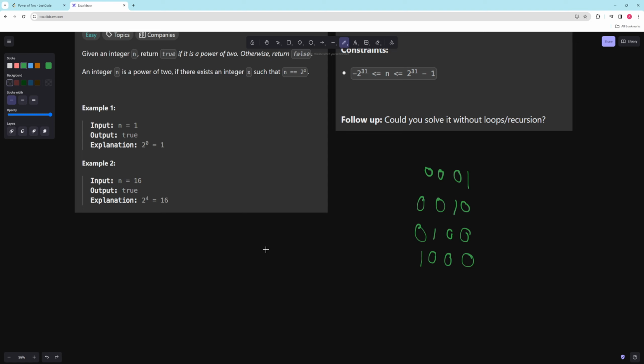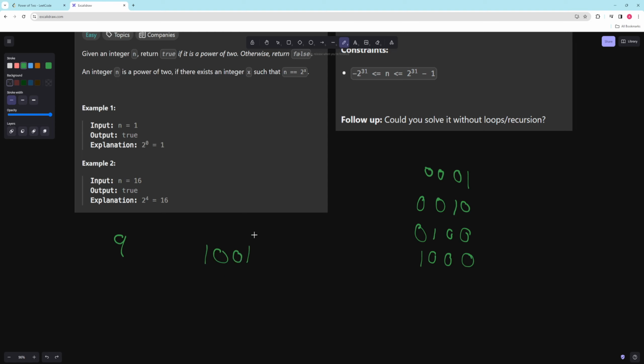Let's say our number is 33. So 33 is 32 plus 1. Or let's use a smaller number just to make it easier. Let's say our number is like 9. So it's 8 plus 1. So 8 is this over here, and 1 is over here.